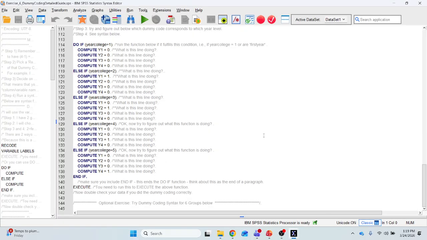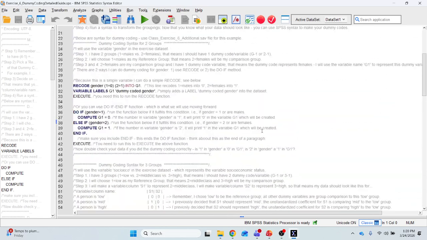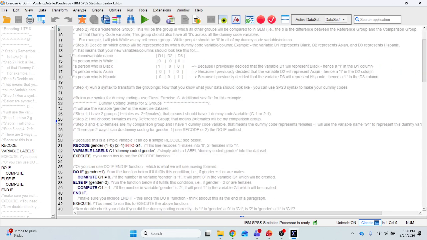Oh, you're asking if exercise 6 is what I'm talking about? Yes. Exercise 6, dummy coding detailed guide, is my guide for you on how to do this. These are different syntaxes for how many groups you may have. We don't necessarily need to access that unless our paper needs it. We don't need to access that for our homework.